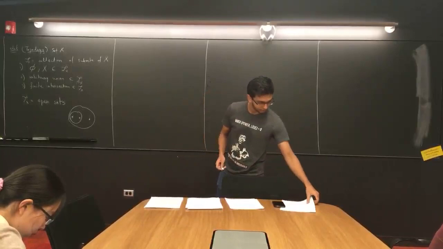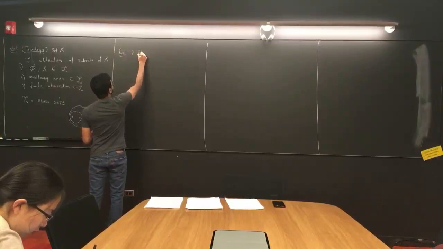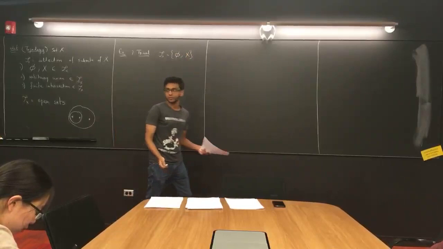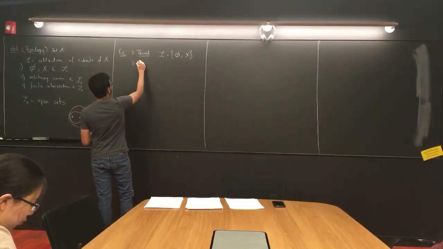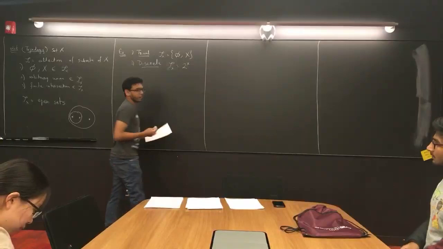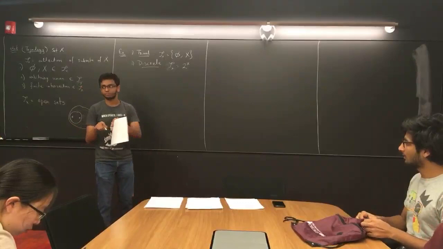But yeah, some standard examples are a trivial topology, which only consists of the null set and the set itself, and no other set is open. Another simple example is the discrete topology, which is defined as the entire power set, so it includes all subsets of X. The reason this is discrete is because every single element forms an open set, so there's practically no notion of proximity in this topology.